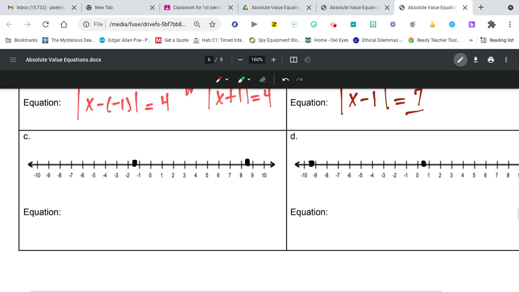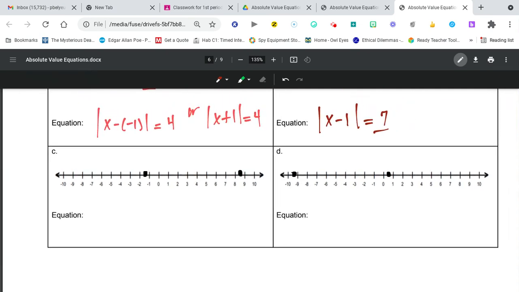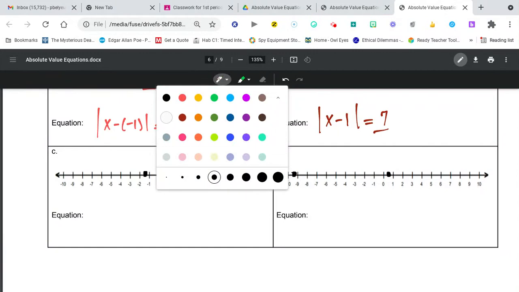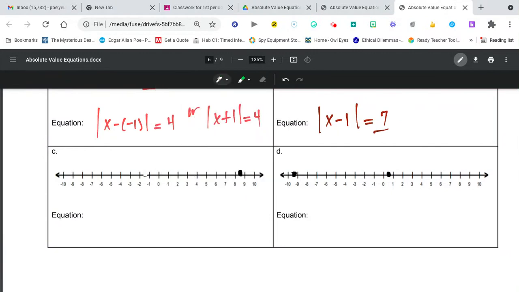Okay, let me fix C and D, and then I'm going to have you try them, okay? Let's fix them first. Okay, let's see. Let me get rid of that. Let me go ahead and get rid of these. And then we'll fix them. I want you to put a point on -1 and a point on 9. Here I want you to put a point on -9 and a point on 1. All right, go ahead and see if you can write the equation if you're given that graph of answers, okay?